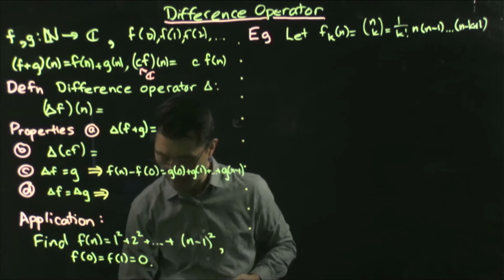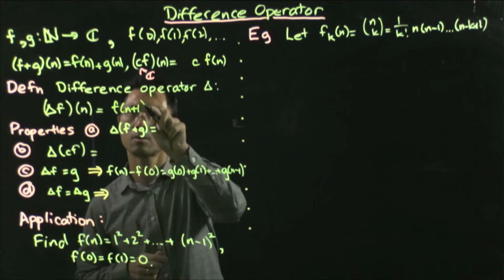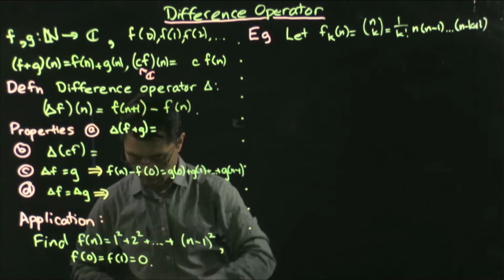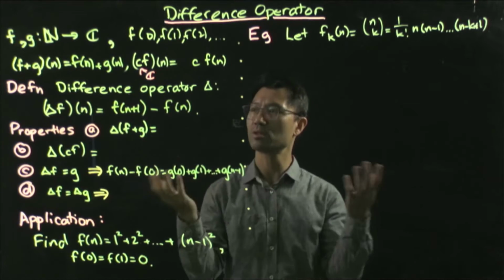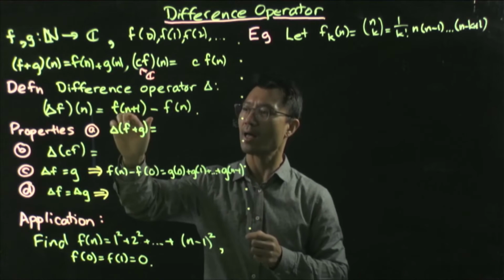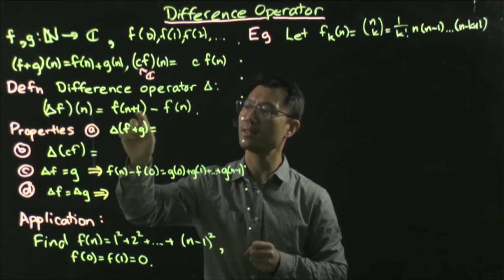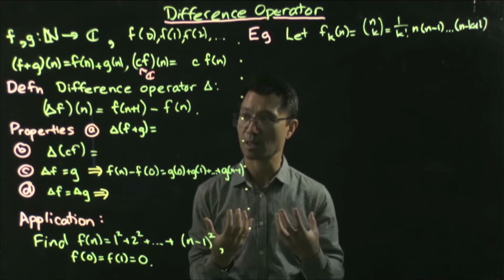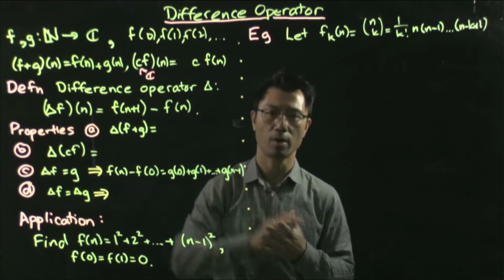What's its value at n here? I look at f of n plus 1, and I subtract f of n. Certainly this gives you a function from N to C, and hence a sequence of numbers. If you're thinking of these as numbers in your sequence, this is the term corresponding to n, this is the term corresponding to n plus 1. You're looking at just consecutive differences between numbers in your sequence, and hence the word difference operator.